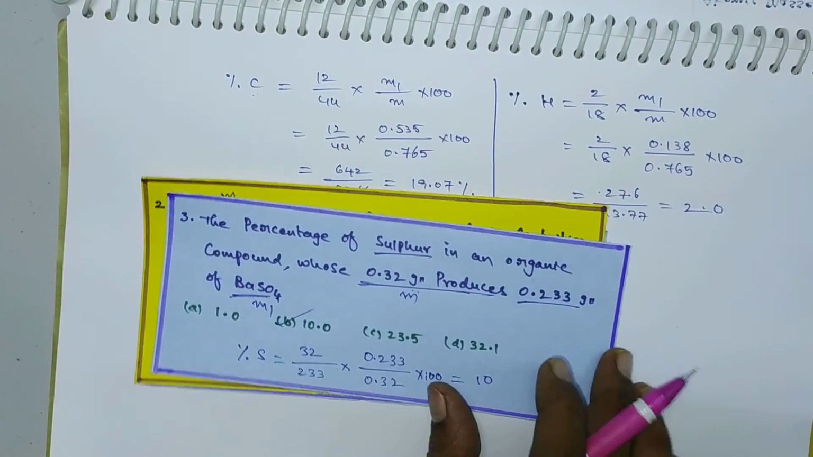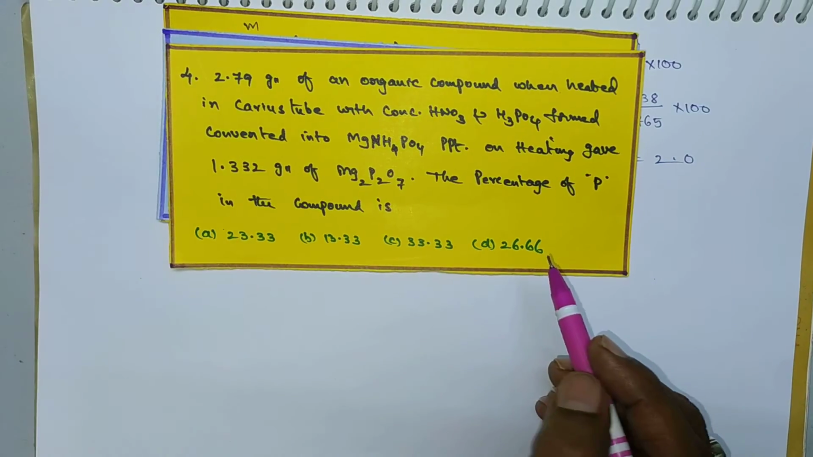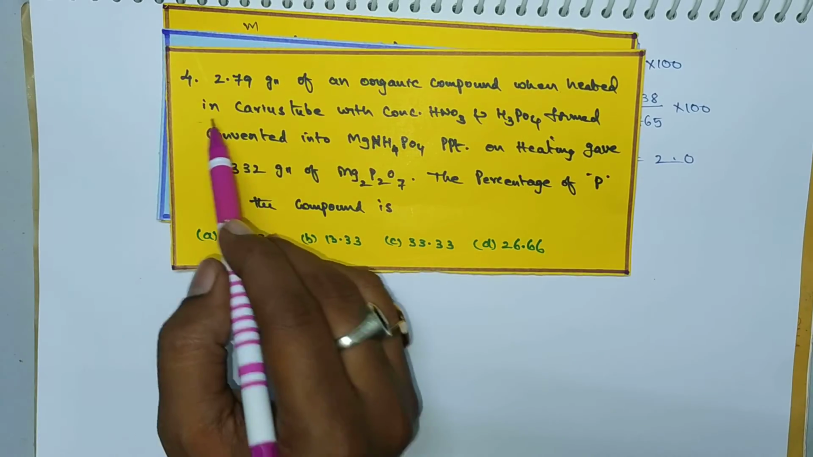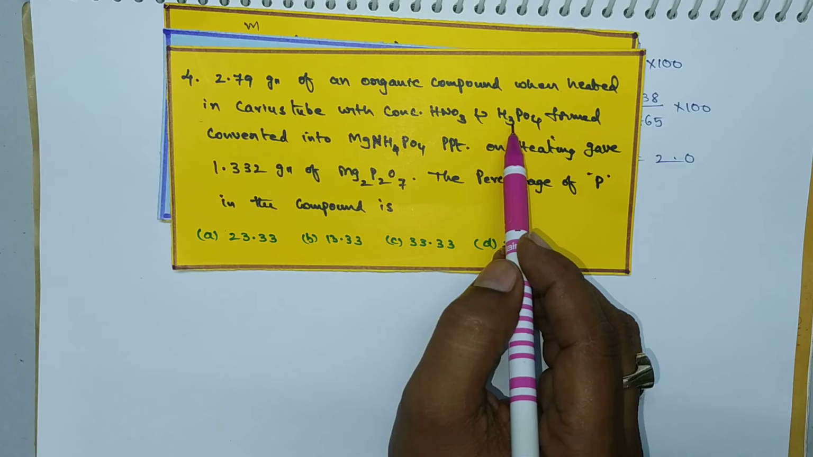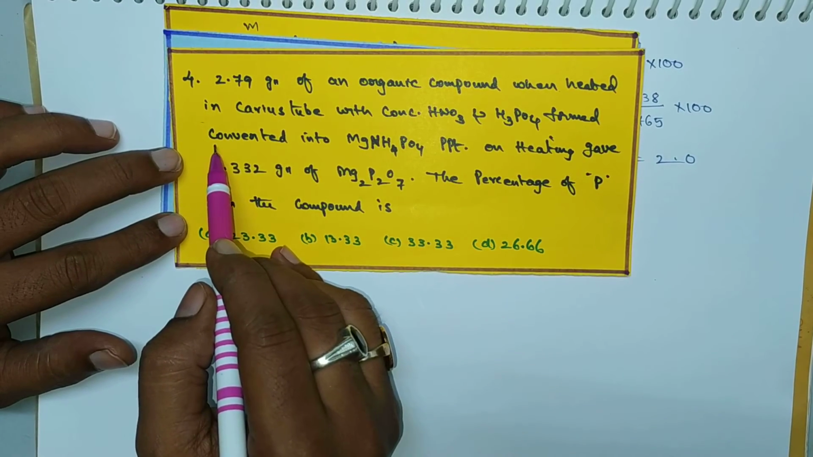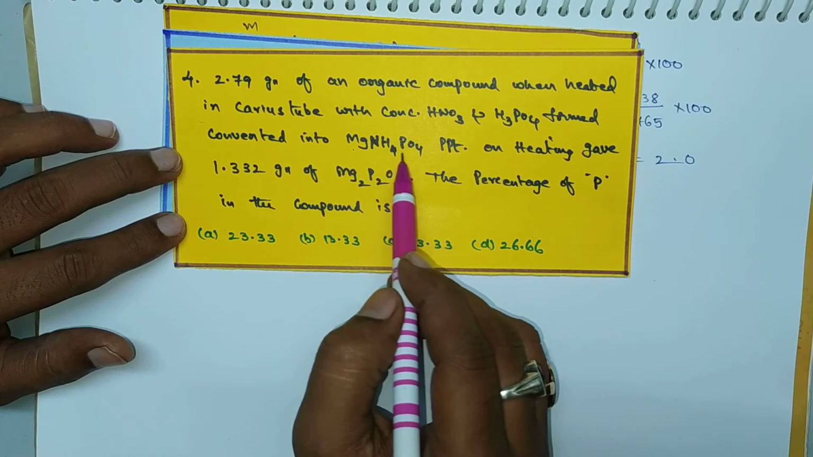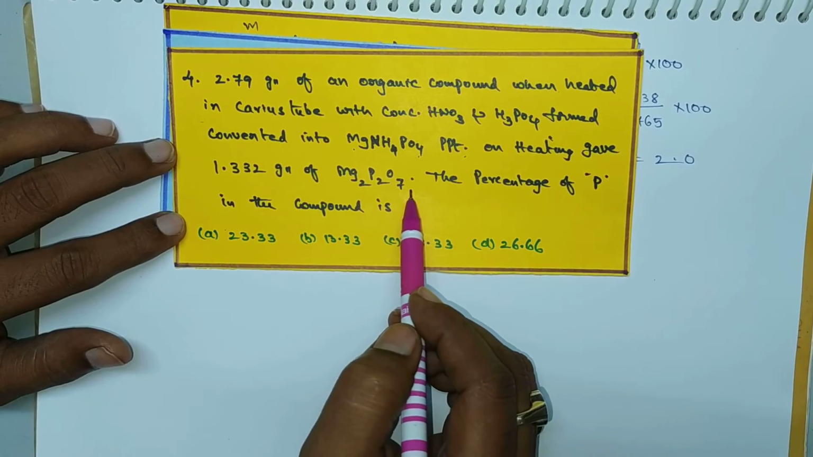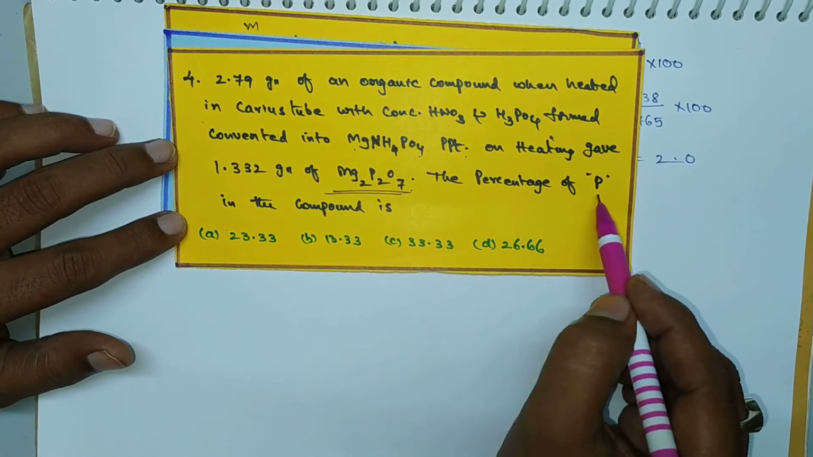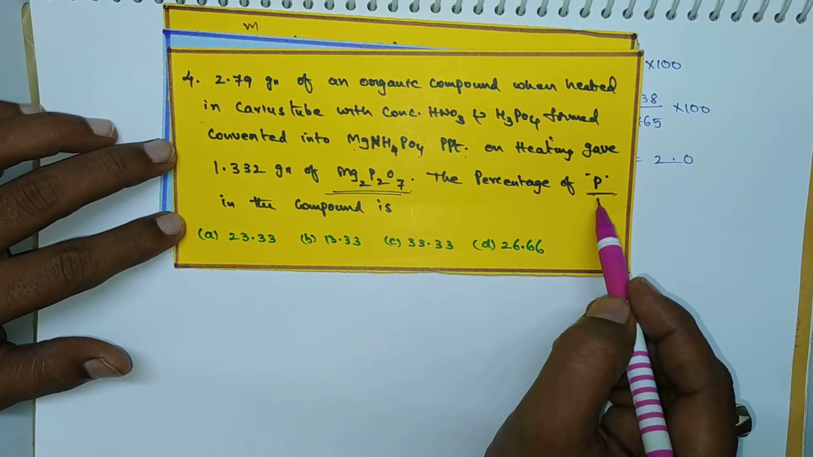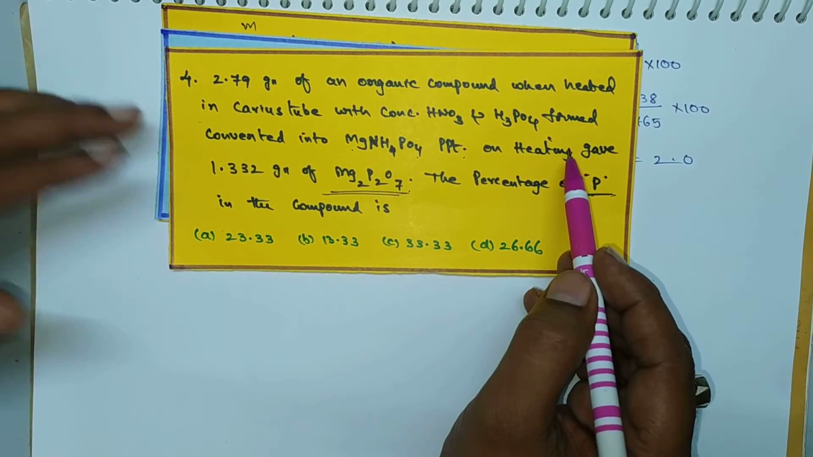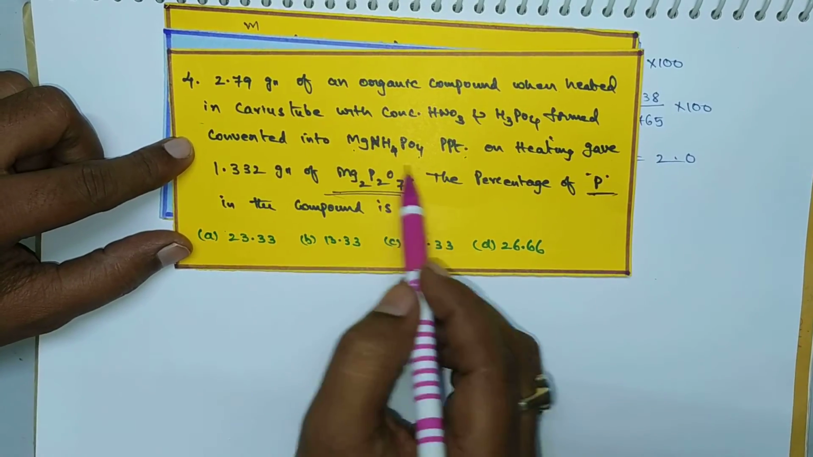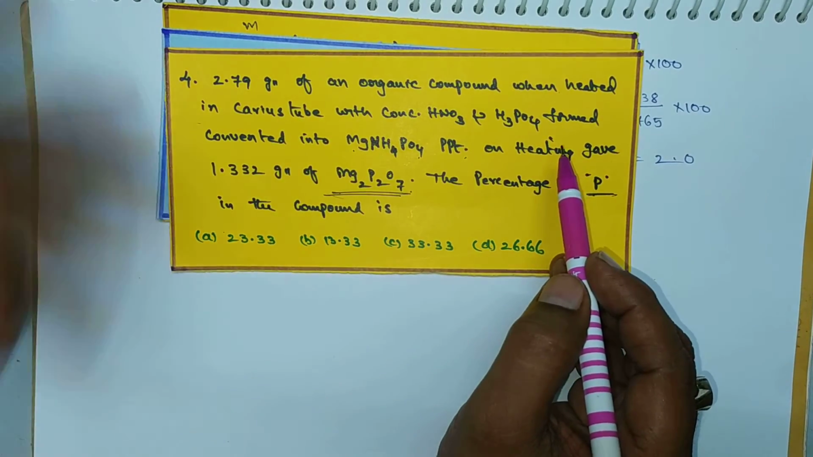Next, 2.79 grams of an organic compound when heated in Carius tube with concentrated HNO3 and H3PO4 is converted into magnesium ammonium phosphate precipitate. On heating it gave 1.332 grams of magnesium pyrophosphate. The percentage of phosphorus in the compound is asked. Here he is explaining the process of extracting the precipitate, converting into magnesium pyrophosphate. You just remember this, and don't bother about the process.